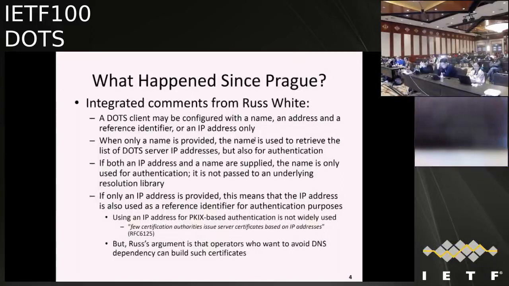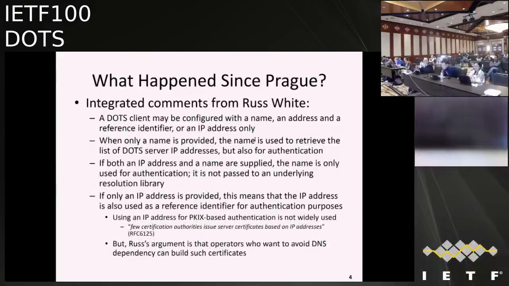But when there is only an IP address configured to a DOTS client, we have this open question of whether there are certificates that are built based on the sole IP address itself. So if we go back to RFC 6125, it told us that there are very few certificate authorities that are issuing certificates based on IP address. So this was the main motivation why we decided not to include the IP addresses in the first version of the specification.